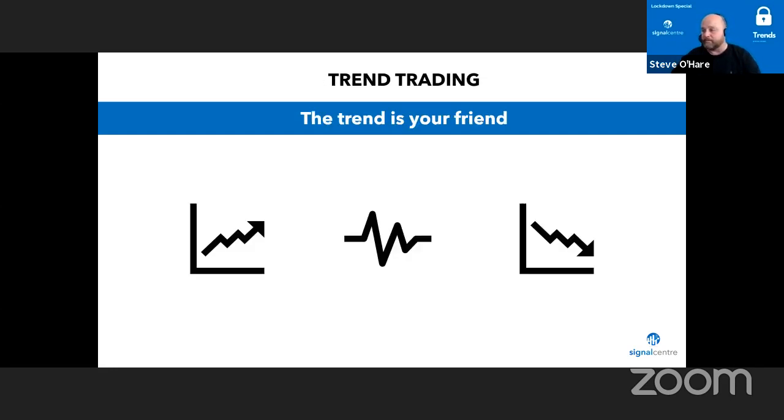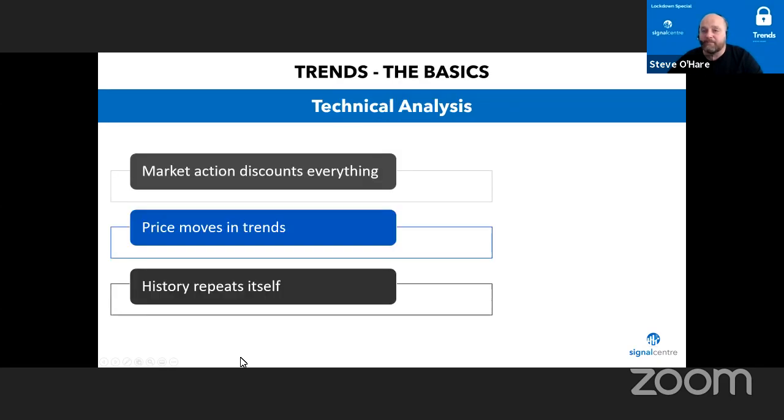In here we've got just basic graphical images, and we can see from here the arrows pointing up. Here we're looking sideways, and here we're looking downwards. That is a basic representation of a trend, and that's the three different trends that we're going to be talking about today. Now, in technical analysis, what we believe is that the market discounts everything.